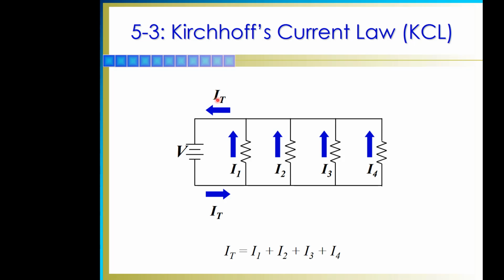My total current value here is going to be the same as my total current value here, because here the currents come out and they split up. On this side they combine back together. So my total, this is also called the mainline current here as well.